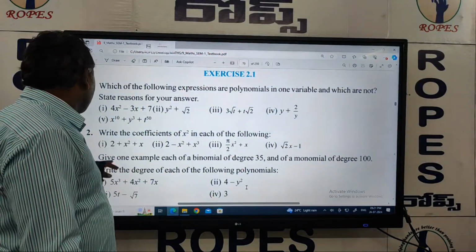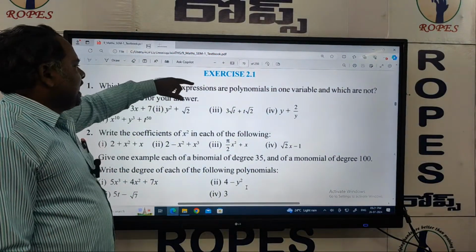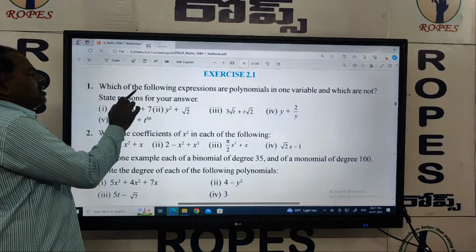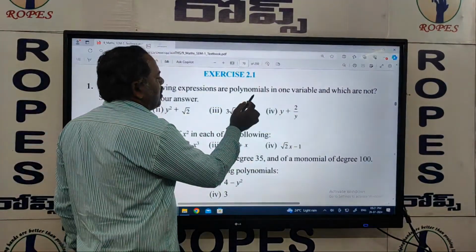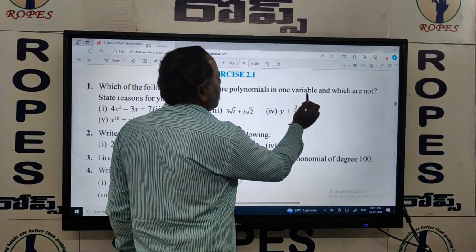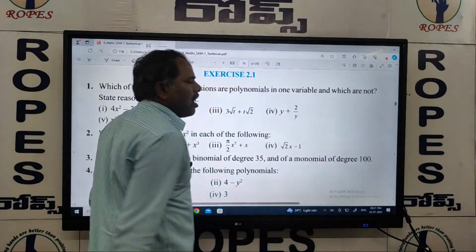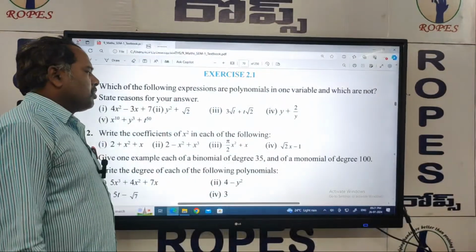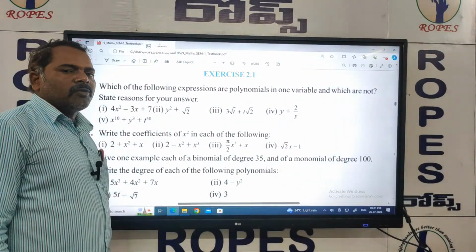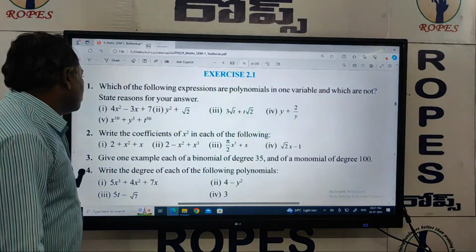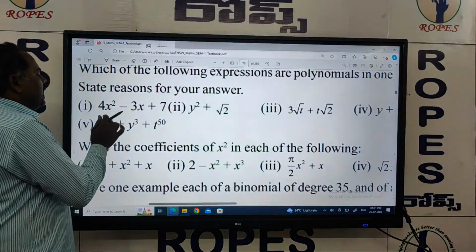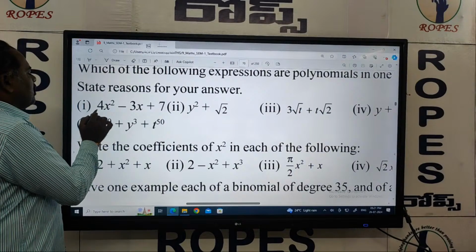So first, if you go to see exercise 2.1, in the first question: which of the following expressions are polynomials in one variable and which are not? ఇచ్చిన polynomials లో వన్ వేరియబుల్ లో ఉన్న పాలినామియల్స్ ఏంటి, ఏ వన్ వేరియబుల్ లో ఉన్న పాలినామియల్స్ కావు. సి ఇఫ్ యు సీ దిస్ ఫస్ట్ వన్ హియర్ క్వశ్చన్ నెంబర్ ఫస్ట్.